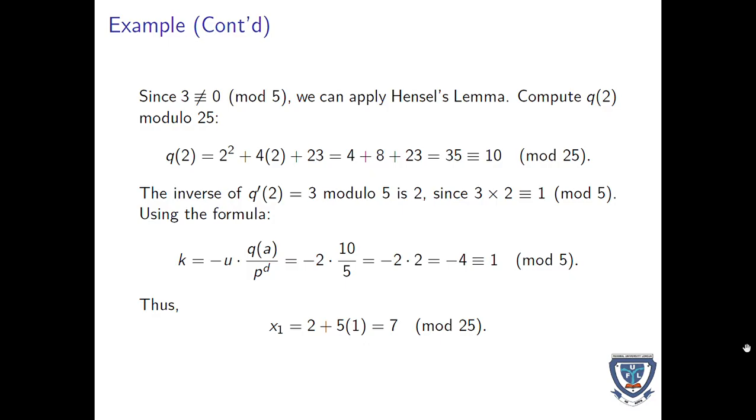When you compute q at 2, you're going to have 35, which will give us 10 modulo 25. The inverse of q prime at 2 will be 6, or will be 2 rather. And that will give us 1 modulo 5. That is 6 will give us 1 modulo 5. Now using our k, we are going to get minus 4, which will eventually give us 1 modulo 5. Thus, our x1 will be 7 modulo 25.